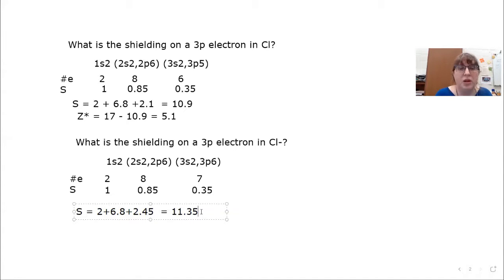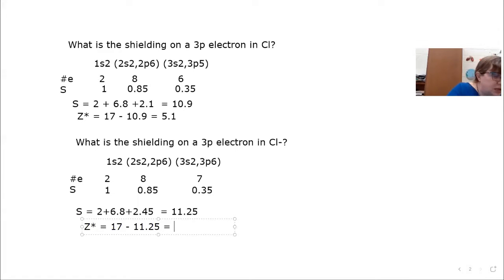Sorry, that last number is going to be 11.25. Okay, how does this affect our nuclear charge? Z star, or the effective nuclear charge, is going to be 17, the atomic number, minus the 11.25, which is going to be equal to 5.75.